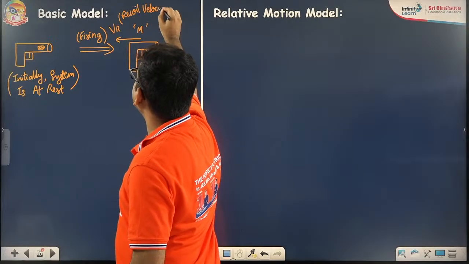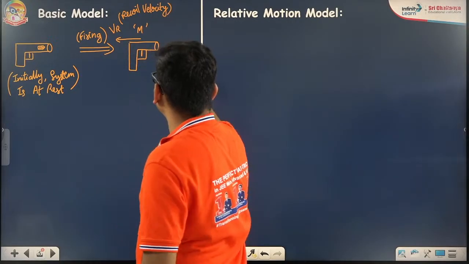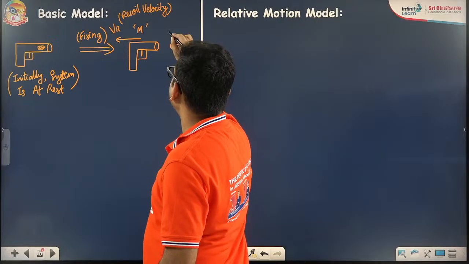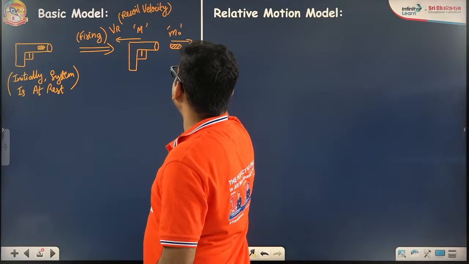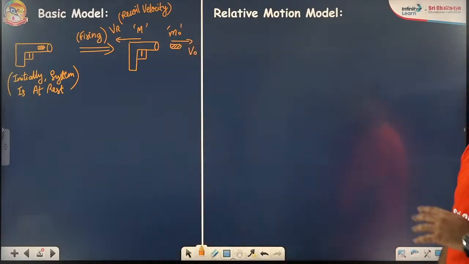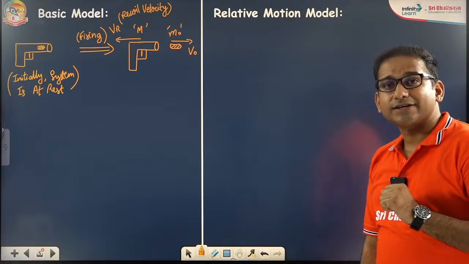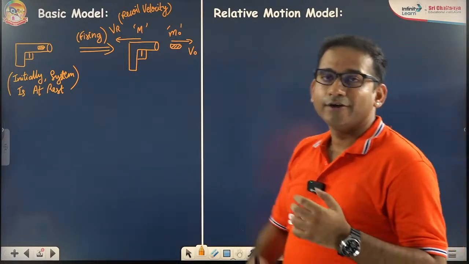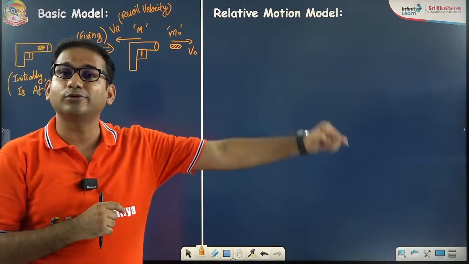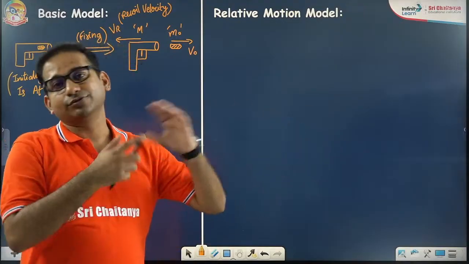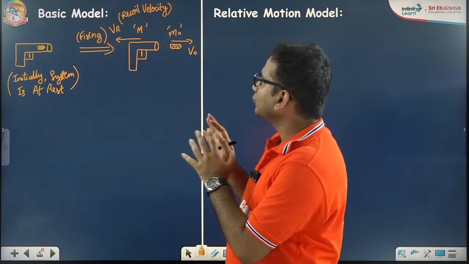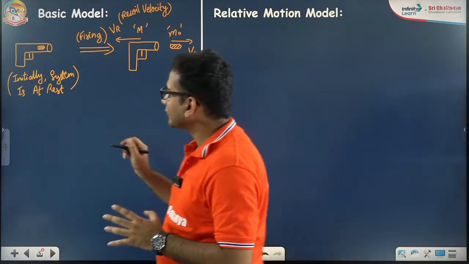Okay, the gun experiences a recoil, gains a recoil velocity, and the bullet of mass, say m0, is fired with a velocity of v0. In all such problems, generally what the examiner is asking you is the recoil velocity of the gun, which means you have a gun in your hand, you fire the bullet, you know the velocity of the bullet, you know the mass of the bullet, you know the mass of the gun. The examiner is asking you the recoil velocity.